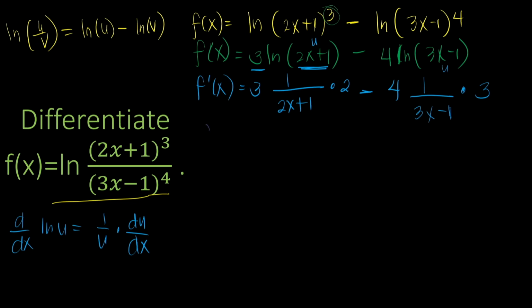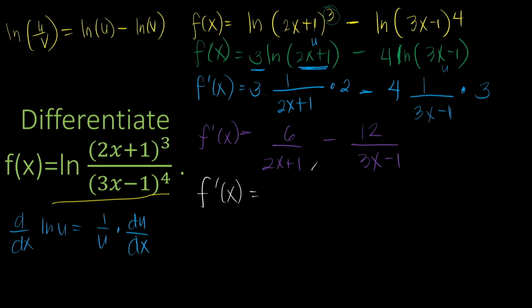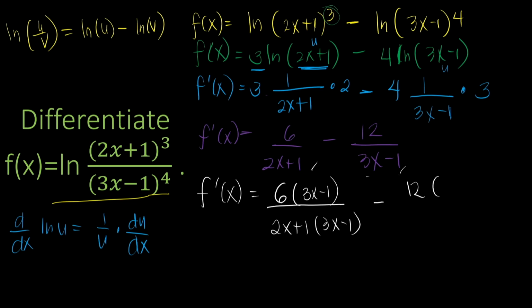The next, f prime of x, so that is 3 times 2, 6 over (2x plus 1) minus 12 over (3x minus 1). And then next, simplify lang natin or pagsamahin natin yung dalawang fraction na to. So, kailangan kung ano yung denominator ng isa, dapat same din sila sa kabila. So, multiply natin to by (3x minus 1), both numerator and denominator. Then, dito naman sa kabila, the 12, multiply natin siya both numerator and denominator by (2x plus 1). So, same na sila ng denominator: (2x plus 1)(3x minus 1).